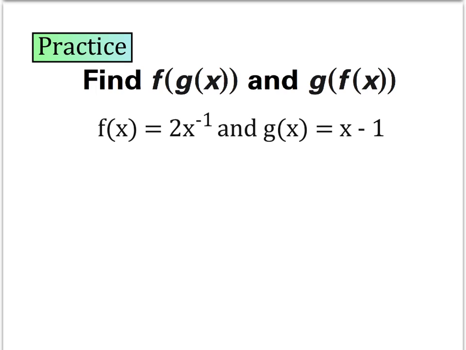Okay, so we have 2 more practice ones that I want you to work on. I want you to pause the video now and work on them, and also when you try to do this, try to figure out what the domain is for each of these. Then on the next slide we'll go over the answers.